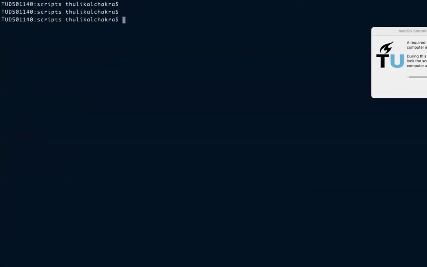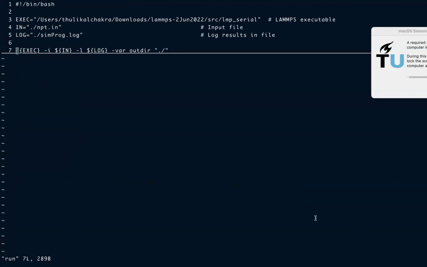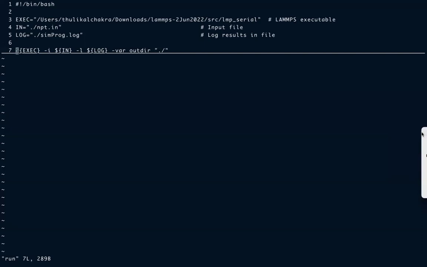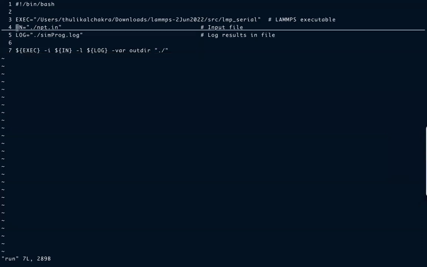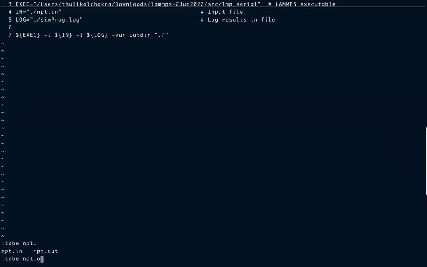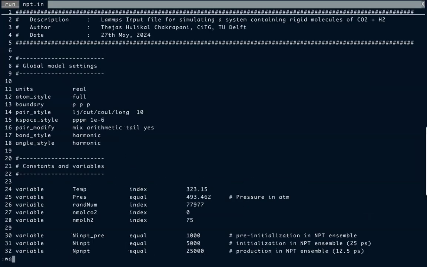Now let us actually run the code. To run the code, you need this script called run. Now you need to specify where the executable is. As I told you, we are using the LAMMPS serial code, and it is available in the downloads folder, where I downloaded it. You can download it anywhere you wish, and then link it to the executable. Then I have to specify the input file. The input file is npt.in. So this is the file that we just discussed.